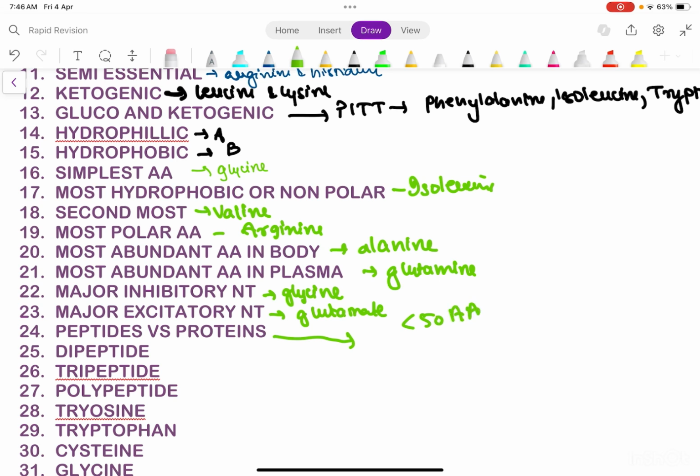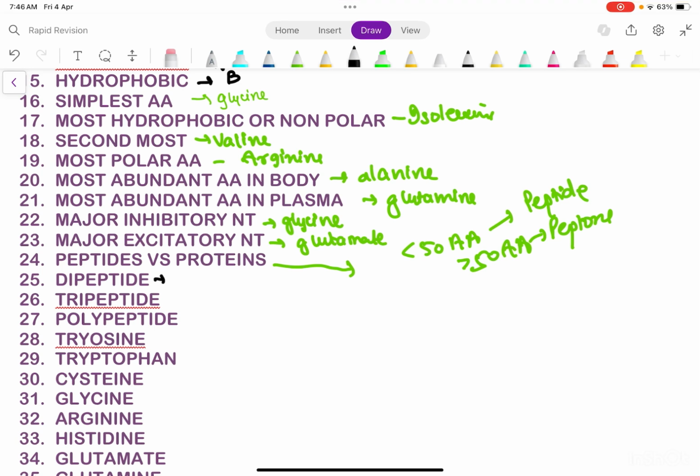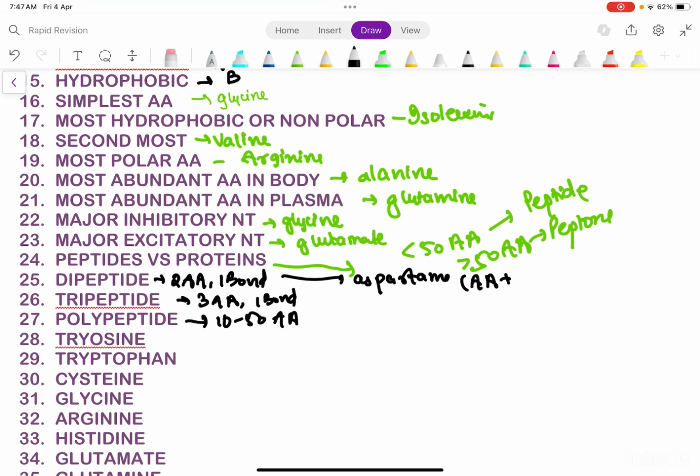Now if there are less than 50 amino acids, it is a peptide, and if there are more than 50 amino acids, it's a protein. Then dipeptide is something which has 2 amino acids and 1 bond. Tripeptide is 3 amino acids and 2 bonds. Polypeptide is 10 to 50 amino acids. What is important is the example. Dipeptide is almost like aspartame. Aspartame has aspartic acid plus phenylalanine. Then tripeptide is growth hormone releasing hormone.